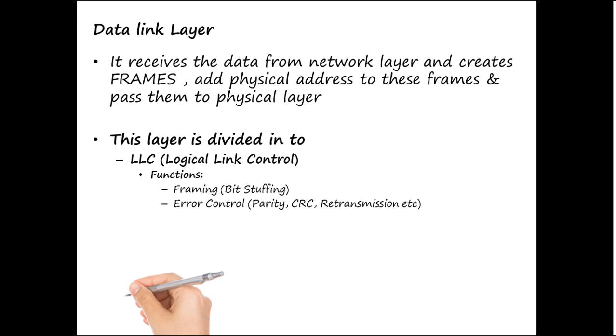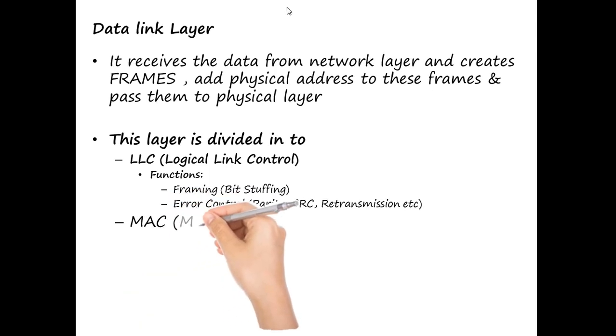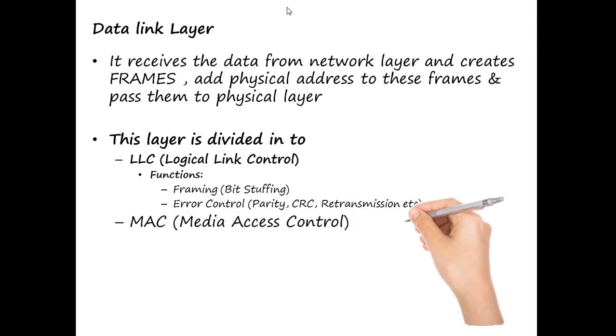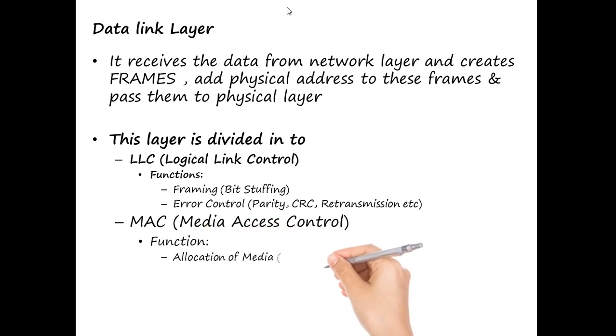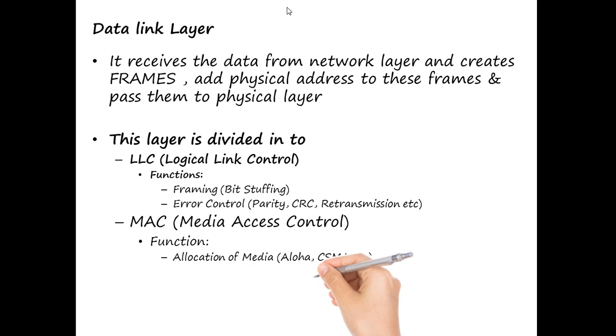The second subgroup of data link layer is media access control, commonly known as MAC. The function of MAC is to allocate the media among the users. Examples of MAC protocols are ALOHA or CSMA, etc.